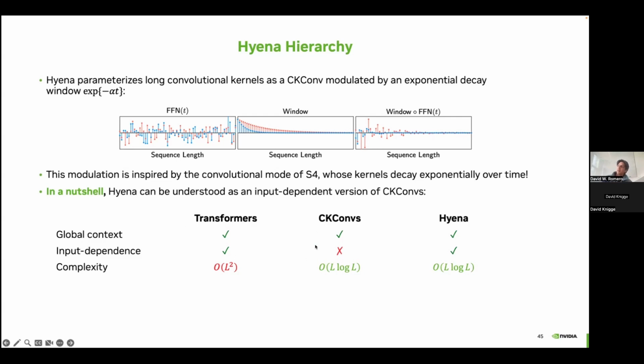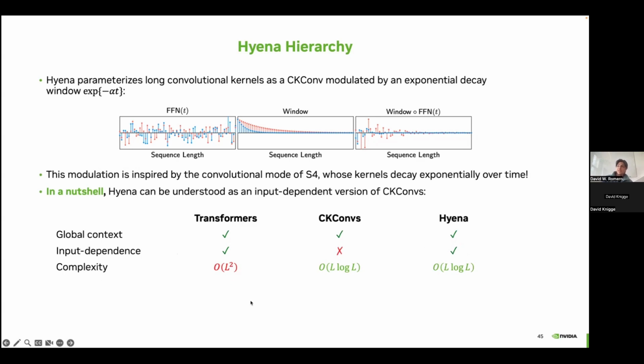In terms of input dependence or input awareness, transformers are very good at that. Continuous kernels, since they're not input dependent, cannot really do this well. But Hyena has this weighting, or input gating recurrency, whatever. And based on that, they are able to achieve this property as well. There are questions whether this is as powerful as transformers, but we're going to delve into that later.